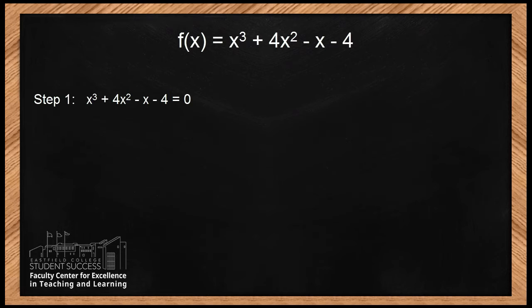What is the greatest common factor? So when we look at the first group, what is the greatest common factor? In this case, the greatest common factor is x squared. So when I factor out x squared from x cubed, I have x left. And when I factor out x squared from 4x squared, I have a positive 4 left. We'll do the same thing with the next group. The next group is negative x minus 4.